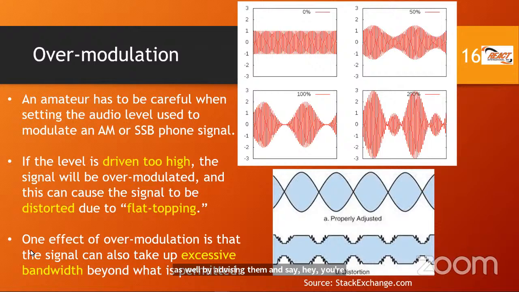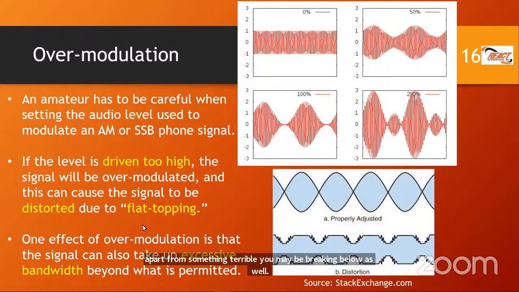can make an adjustment. One effect of overmodulation is that the signal can also take up excessive bandwidth beyond what is permitted. Remember we said that if you overmodulate, you may occupy a wider bandwidth than is normally permissible for the mode that you're in. And if you are close to the edge of the band, you may actually go over, and that's illegal, right? So you will be committing an offense. You want to be very careful. Apart from sounding terrible, you may be breaking the law as well, right? So we don't want any student in this class to do that at all.